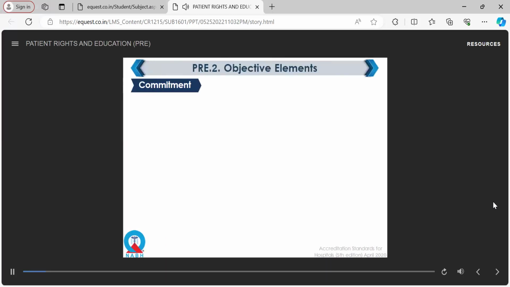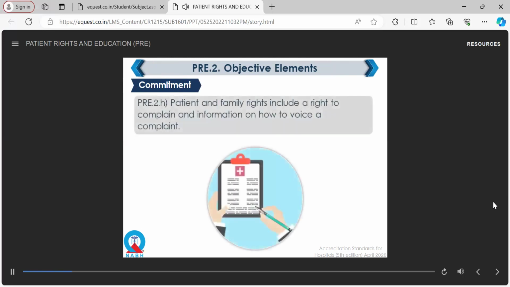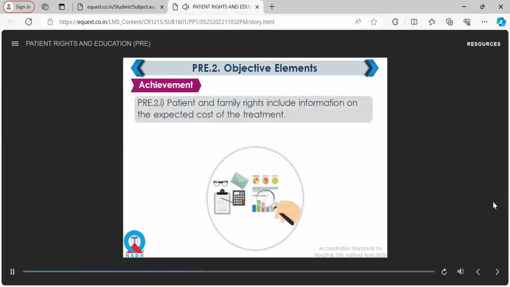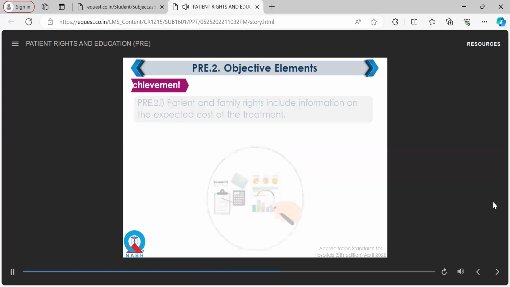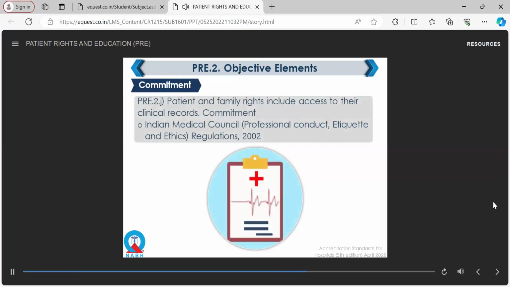Next objective element is a commitment that patient and family rights include a right to complain and information on how to voice a complaint. Next objective element is the achievement for an organization that patient and family rights include information on the expected cost of the treatment. Another objective element is a commitment that patient and family rights include access to their clinical records. This is mentioned in Indian Medical Council, Professional Conduct, Etiquette and Ethics, Regulations 2002.